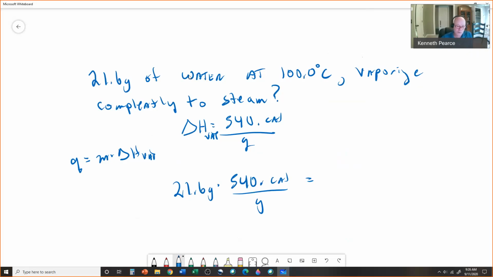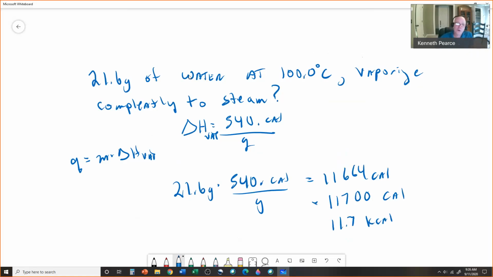And we get 11,664 calories. And since we have 3 sig figs all the way across, that would be 11,700 calories, or 11.7 kilocalories.